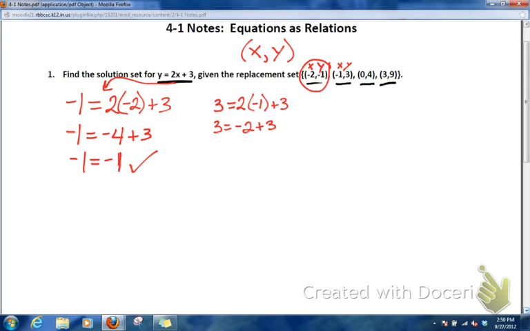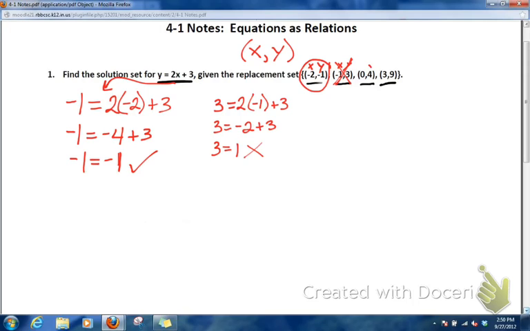So 3 equals -2 plus 3. We have 3 equals 1, which is obviously not correct, meaning the second ordered pair is not going to be one of our answers. Moving on to the third one.